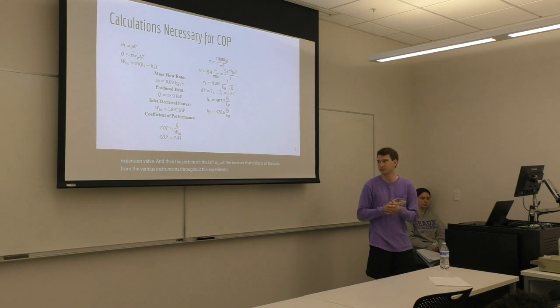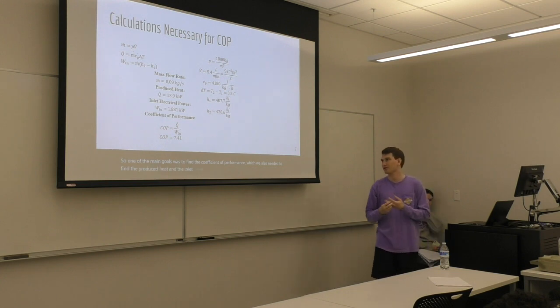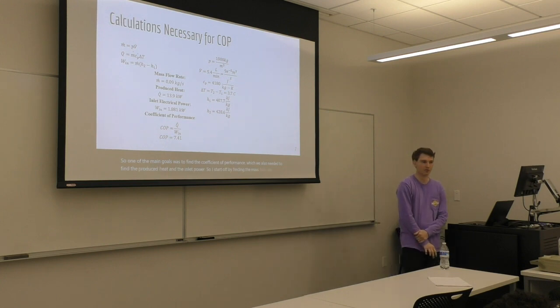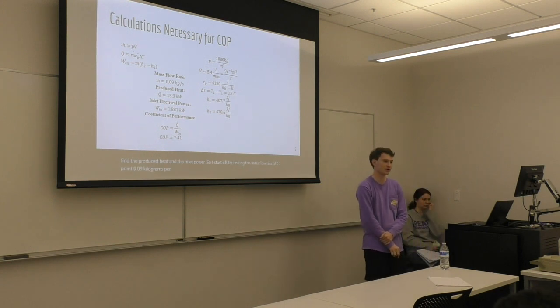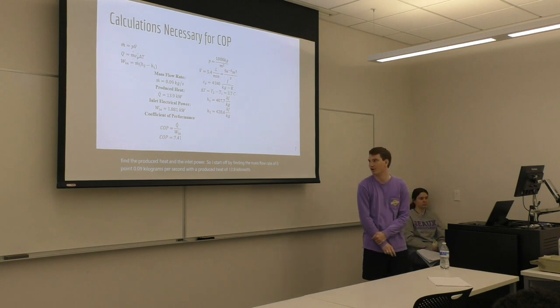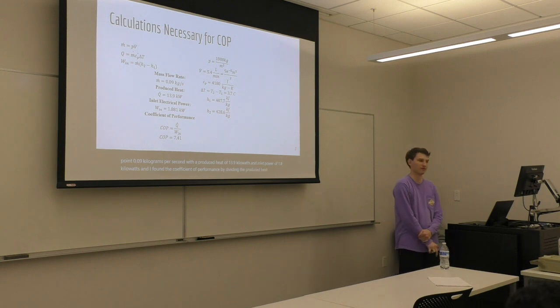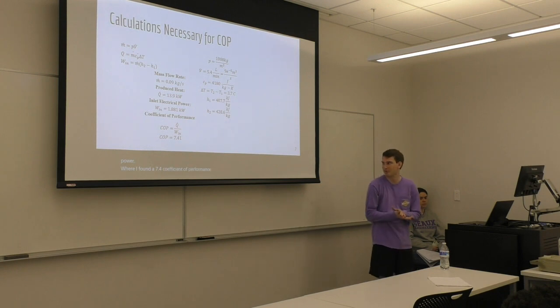So one of the main goals was to find the coefficient of performance, for which we also needed to find the produced heat and the inlet power. I started off by finding the mass flow rate of 0.09 kilograms per second with a produced heat of 13.9 kilowatts and inlet power of 1.8 kilowatts. And I found the coefficient of performance by dividing the produced heat by the inlet power, where I found a 7.4 coefficient of performance.